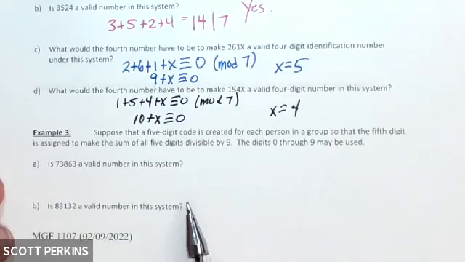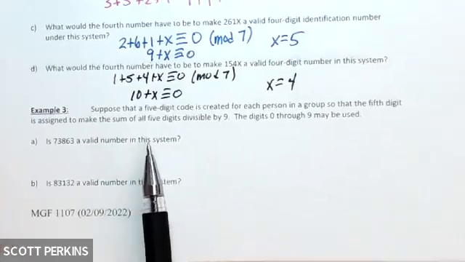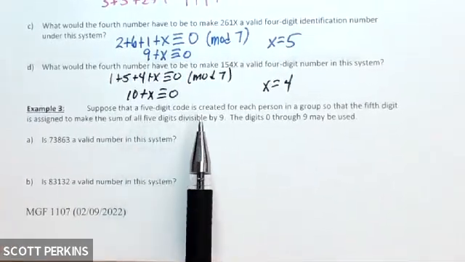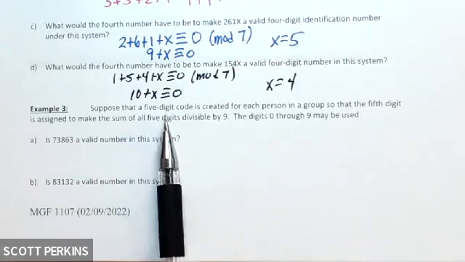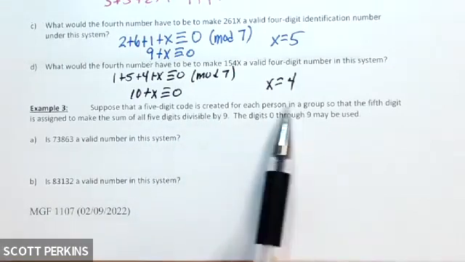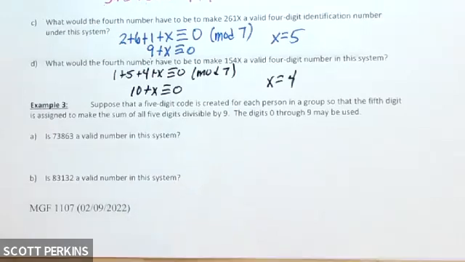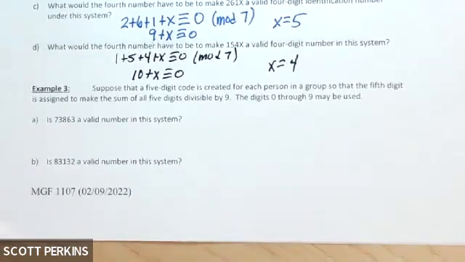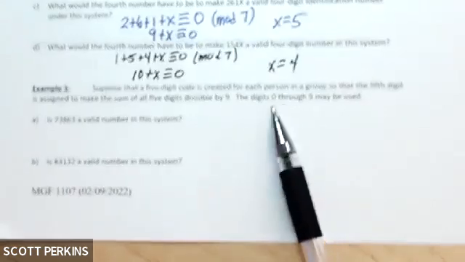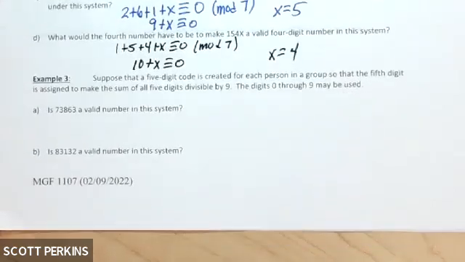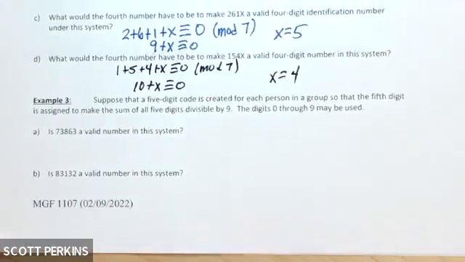And so the last one we're going to do is, instead of 4 digits, it's going to be 5 digits. Suppose that a 5-digit code is created so that the 5th digit is assigned to make the sum of all 5 digits divisible by 9. So there's 5 digits. This time it's divisible by 9. We're using the numbers 0 through 9. So go ahead and give this problem a try, please.